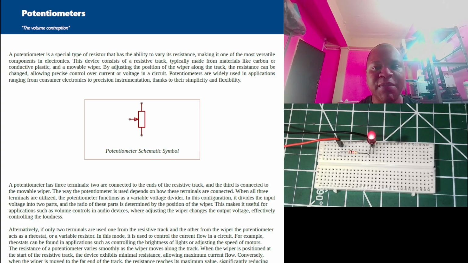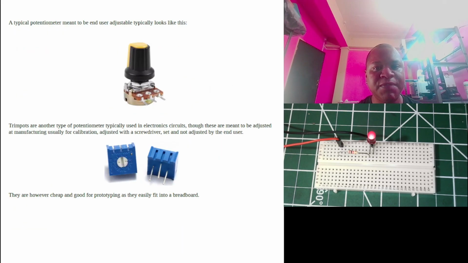The potentiometer is actually a three-terminal device, the first three-terminal device we'll be looking at. Two ends are connected to the resistor track, and the third is connected to a movable wiper. The way the potentiometer is used depends on how these terminals are connected. When all three terminals are utilized, the potentiometer will function like a variable voltage divider. Right? So potentiometers typically look like this.